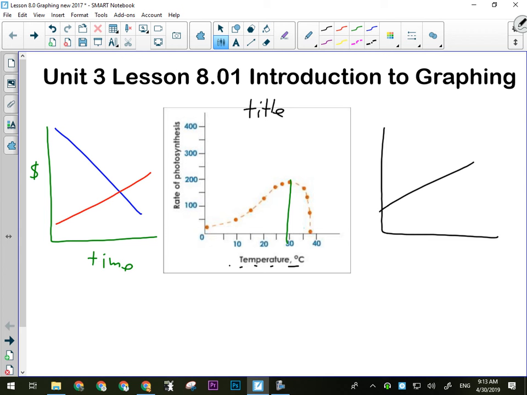It has to have a title. It's got to have axes that are labeled, all of that kind of stuff. So those are things we want to make sure we include on a graph. Now, the x-axis is always our horizontal axis. Which of our variables should go on the x-axis? Manipulated, responding, or controlled? Manipulated. Your manipulated variable always goes on the x-axis.